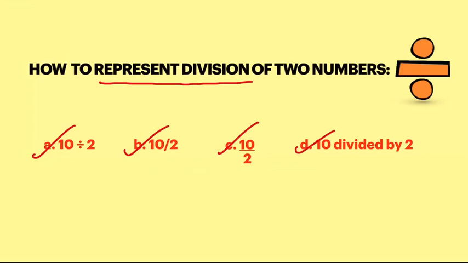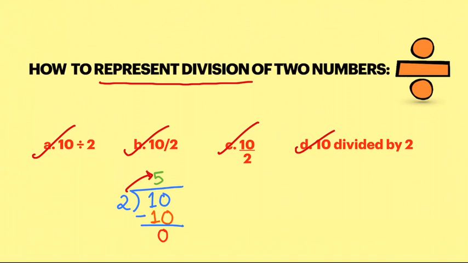Okay, let's try to solve one of these. ठीक है, so this is how you solve division, right? So you take a bracket, inside the bracket you put one number, outside the bracket you put the second number, then 2 into 5 is 10 and the remainder is 0.